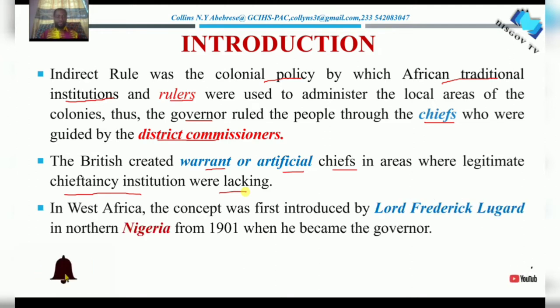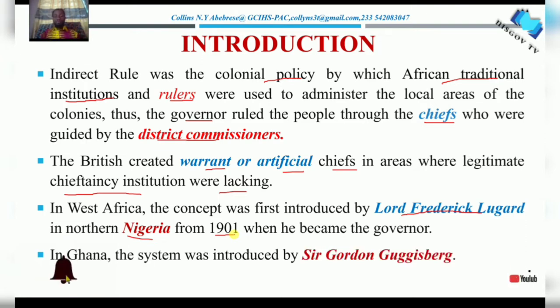Okay, good. So let's then move on. In West Africa, the concept was first introduced by Lord Frederick Lugard. He was the first governor to introduce the idea of the indirect rule system in Nigeria, somewhere in 1901. So the first West African country to experiment with the indirect rule system was Nigeria in 1901. Now in Ghana, or the then Gold Coast, it was introduced by the governor Sir Gordon Guggisberg. He was the first colonial governor to introduce the indirect rule policy, somewhere in 1919, when he was appointed as the colonial governor. Okay, good. So I think you have a fair idea about what indirect rule is all about, right?